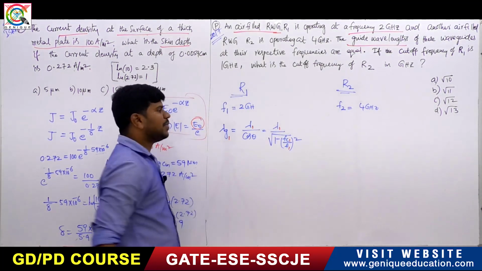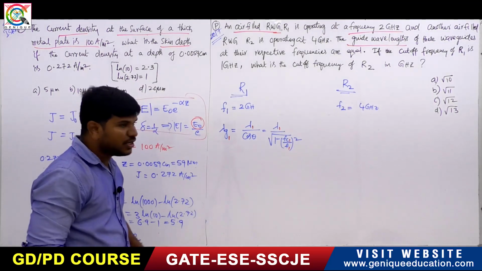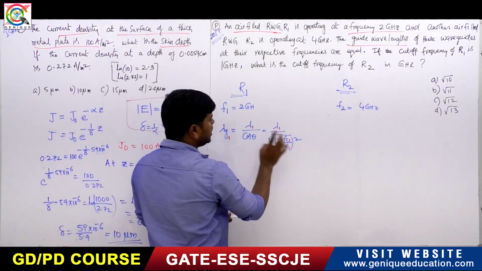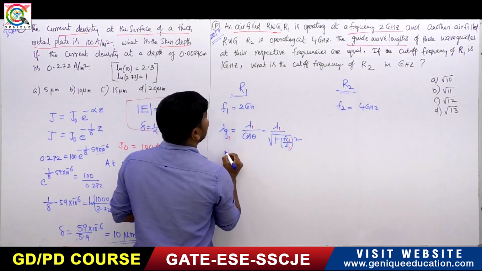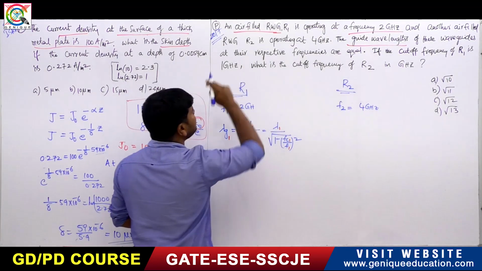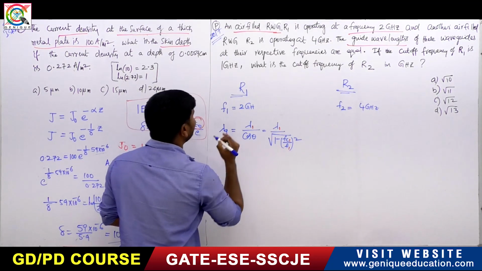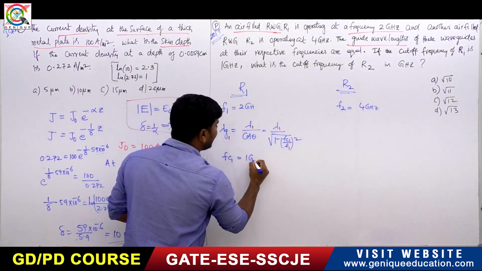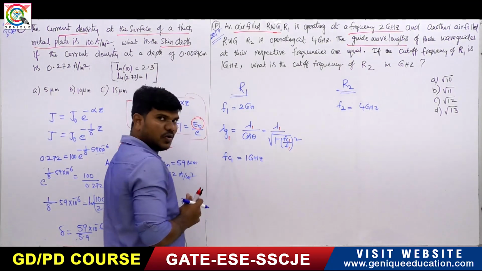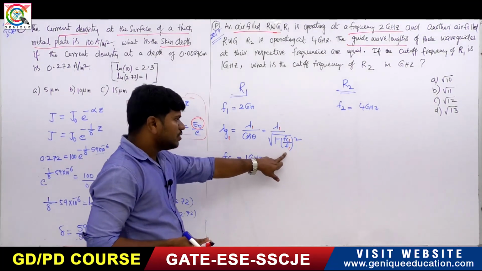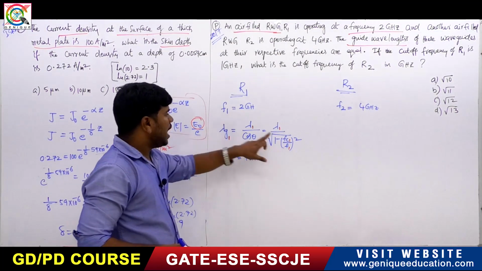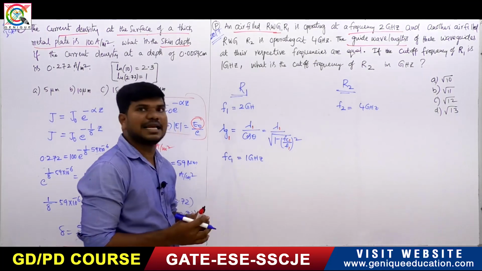So this is lambda g1. What is lambda 1? Already we know, and one more thing is given: fc, the cutoff frequency of the first waveguide R1. fc1 is given as 1 gigahertz. So in this we know f1 and fc1, and what will be lambda 1?